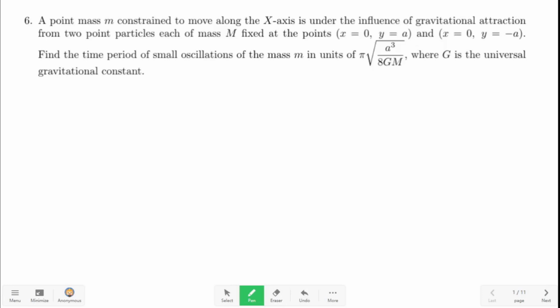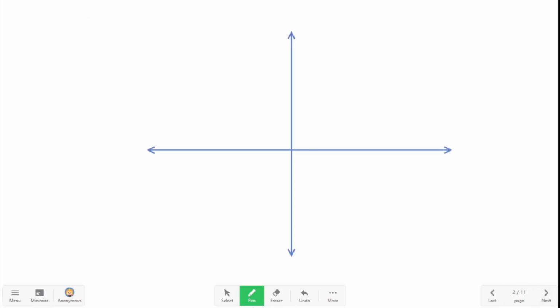In this question from JEST 2024, we have a point mass small m constrained to move along the x-axis. So there is a point mass small m. It is constrained to move along the x-axis, so it can move here or it can move here, but it cannot go in the vertical direction.